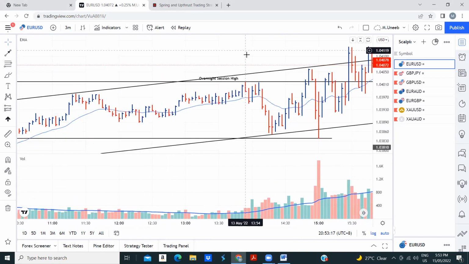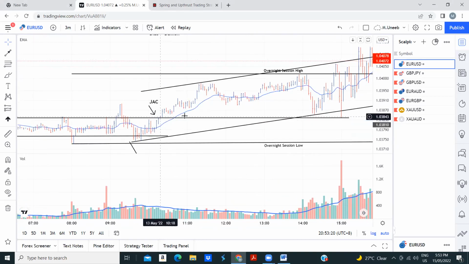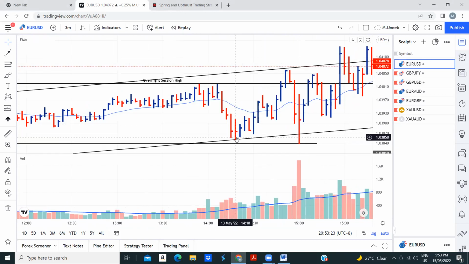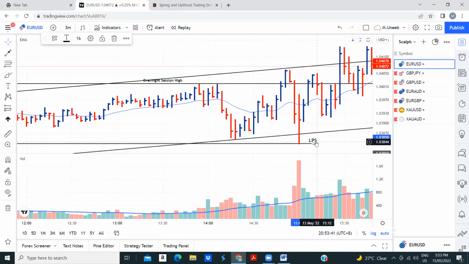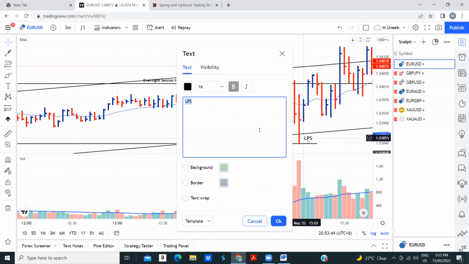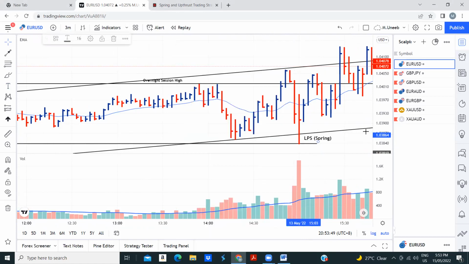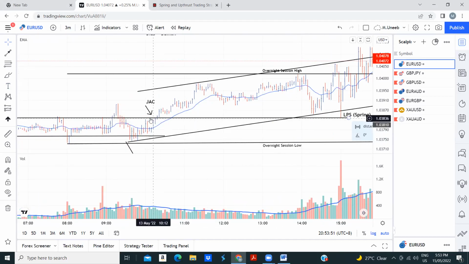Okay. Jump across the creek. After jump across the creek, if we extend this line here, what will you call this line? What's the price testing this line? Can you tell me? LPS, last point of support. Am I right? Yeah, correct. This LPS was actually also a spring. LPS spring, because it has the characteristic of LPS, because it's testing the creek. You know, this is the creek.